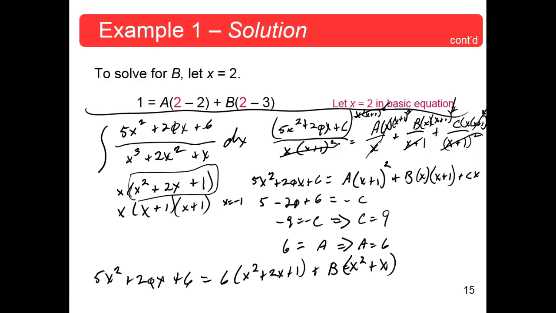Okay, so basically it's this equation here we're doing. 5x squared, the left-hand side stays this, and then we know what A is, 6 times this thing, right?